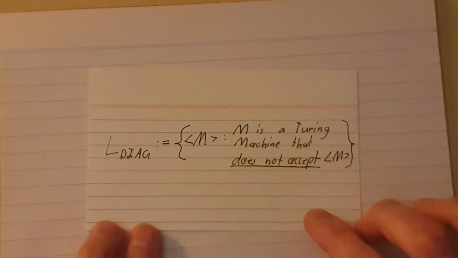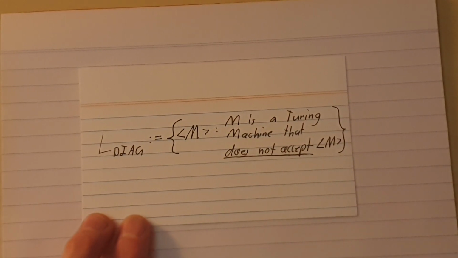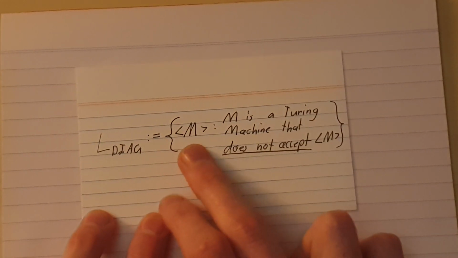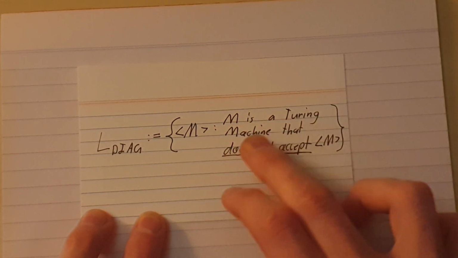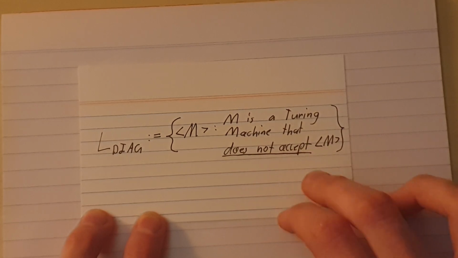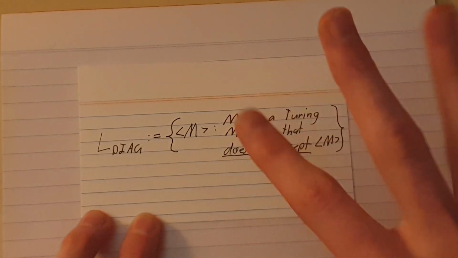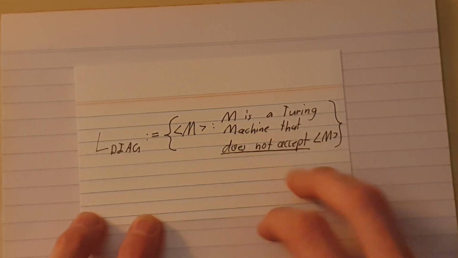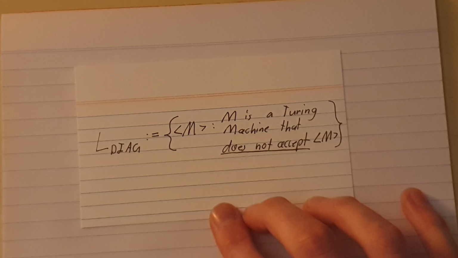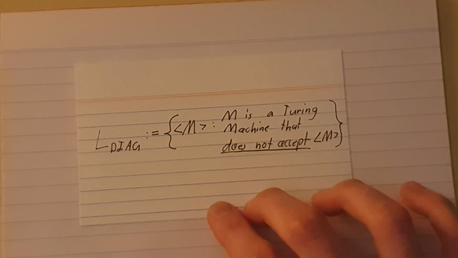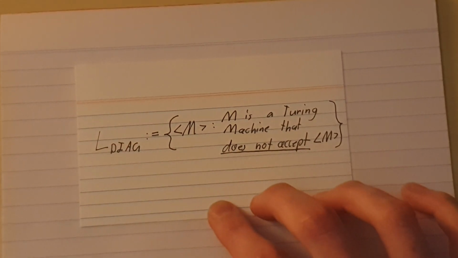L-DIAG is this language. It is the set of encodings of Turing machines where the Turing machine does not accept its own encoding. This seems interesting, like it's referring to Turing machines and whether they accept themselves. It seems like it could be worth investigating, but it's not entirely clear where the idea comes from. So to begin, I'll talk a little bit about logic and models of logic and computation as an intro.